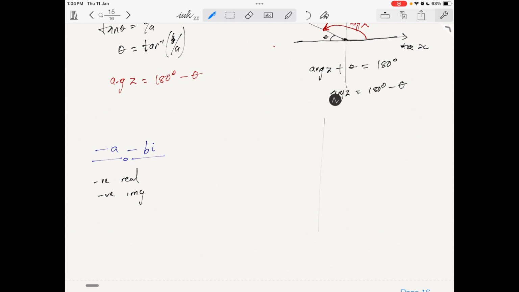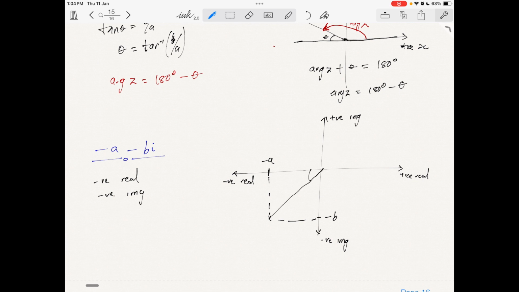So drawing the Argand diagram, this is the positive real and this is the positive imaginary. This is the negative real, and finally this is the negative imaginary part. So it will be minus a minus bi. Okay, so the normal Argand diagram will look this way, good, with our angle theta to the horizontal.